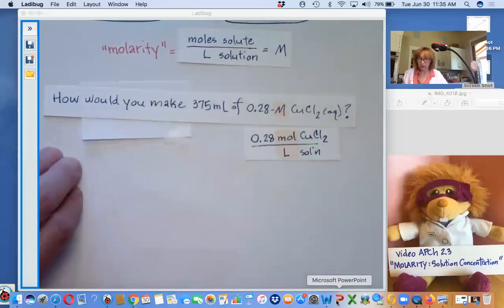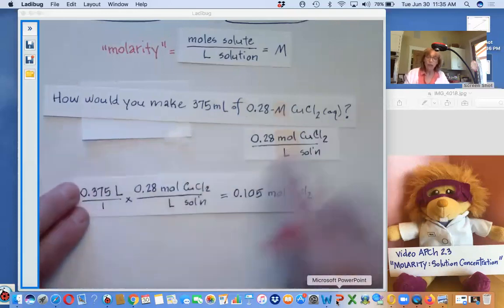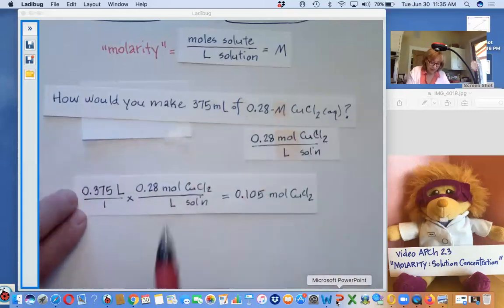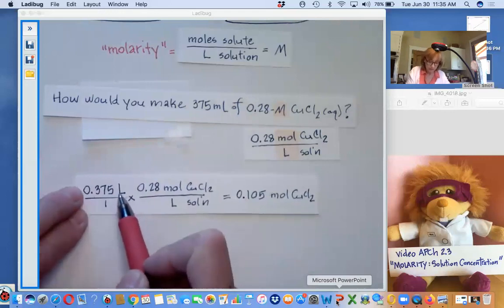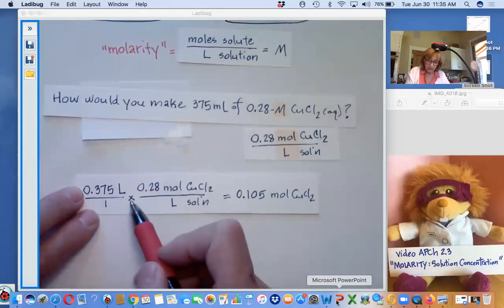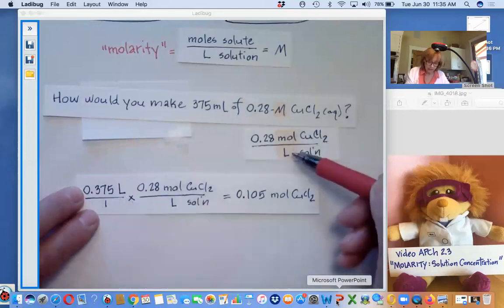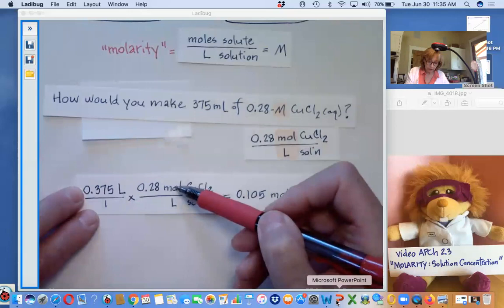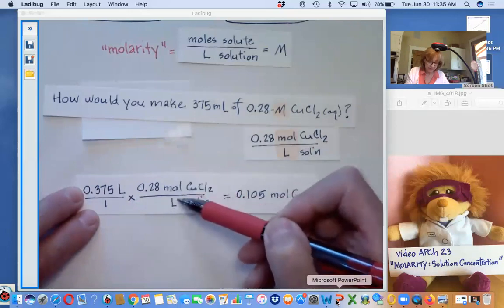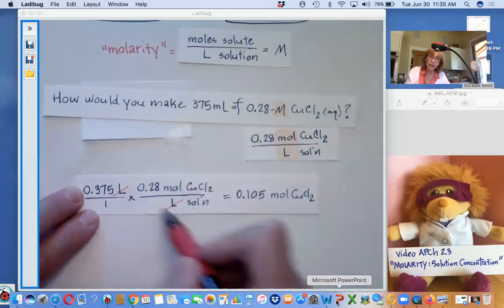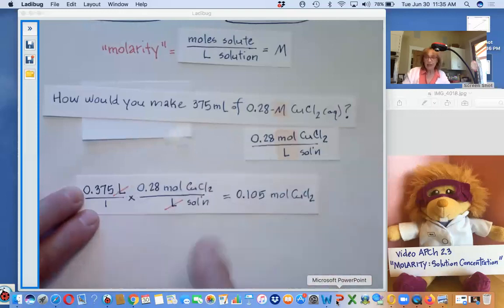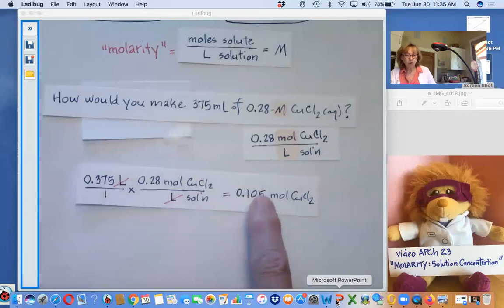You don't have to show that work. So what I'm going to do here is take that volume that I want to make, expressed in liters, and then multiply it by the molarity, 0.28 molar. Notice I've written it this double-decker unit. And by setting it up that way, my liter units divide out, and I have this many moles.